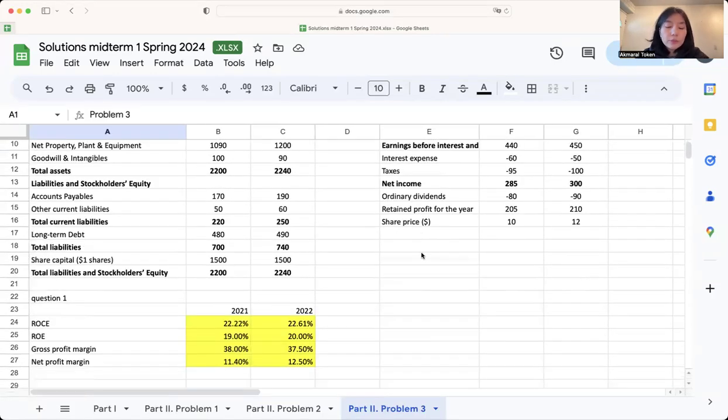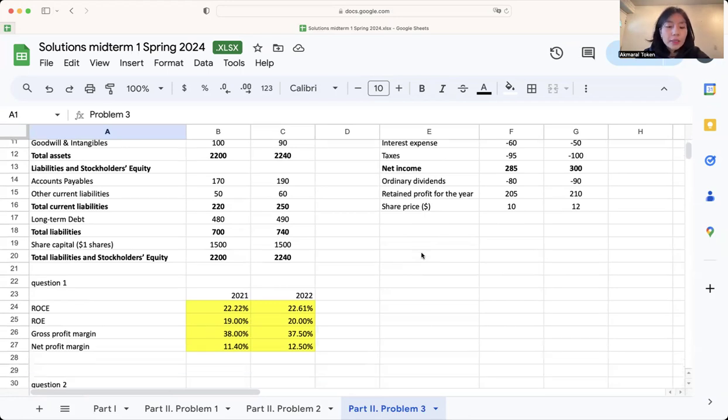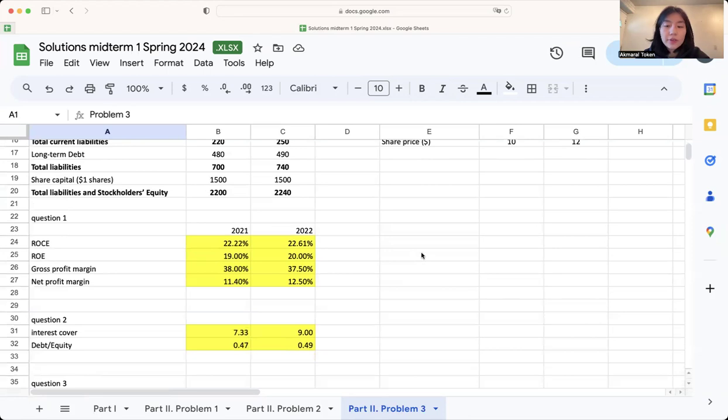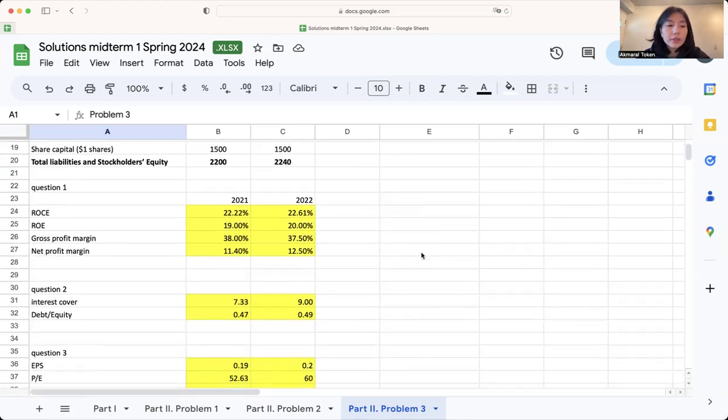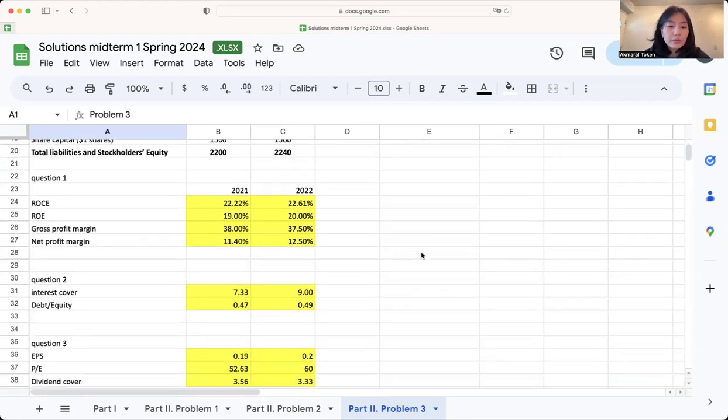For the third problem of part 2, the task was to calculate the relevant ratios and to provide the interpretations of those ratios. In these solutions, I didn't give the interpretations, but the calculations. And if you want to see the interpretations, you can refer to the textbook.